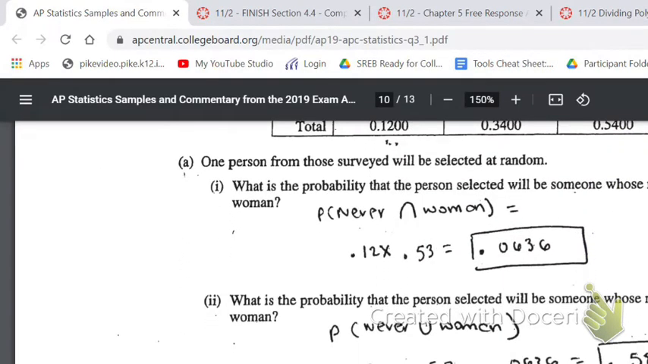Part A. First part of part A. What's the probability that the person selected will be someone whose response is never and who is a woman? What do you think of their final answer? Yes. What do you think of the way they arrived there? Yeah, should work. Yes, ma'am.